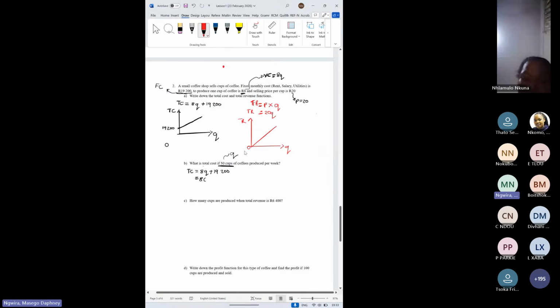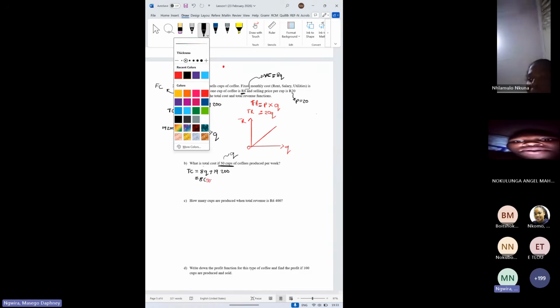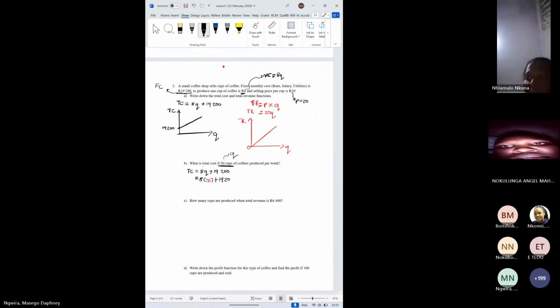All right. So it means that wherever I see Q, I'm going to put 50. So I just put 50 here. And then you just use your calculator. Can you please assist with the calculations? 19,600. Okay, let me put it. 19,600.